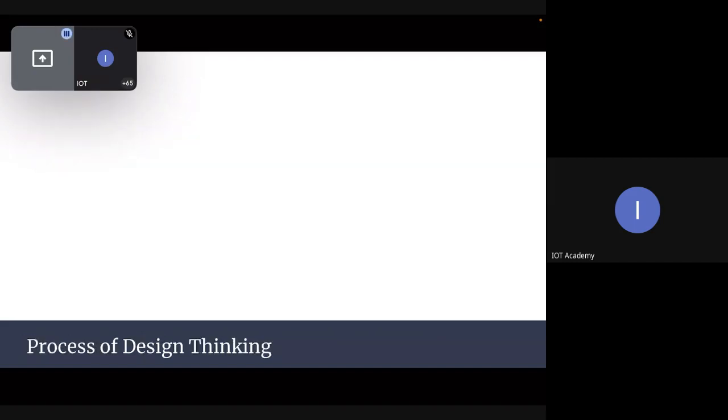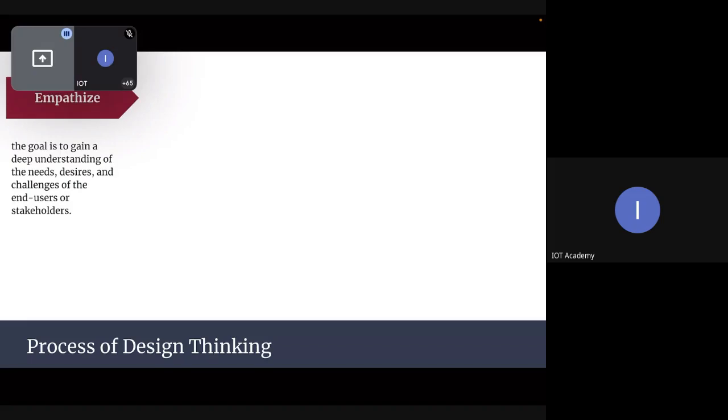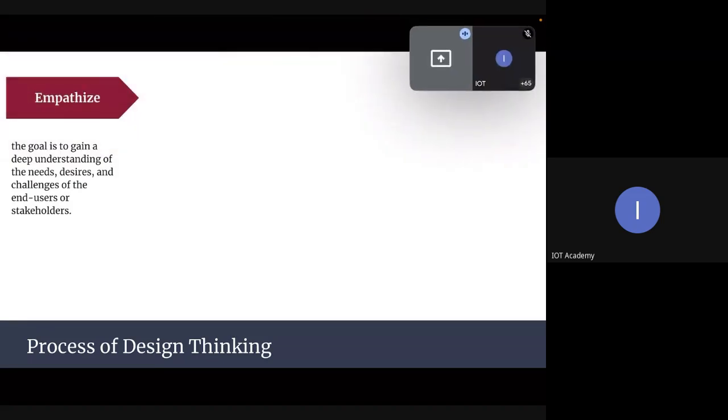Now, the process. What is the process of design thinking? Now, design thinking is an approach to solve problems. We all know that, but it is a long process. It is a 5-stage process. The first process is to empathize. Now, when I say empathize, this is the first stage of design thinking.